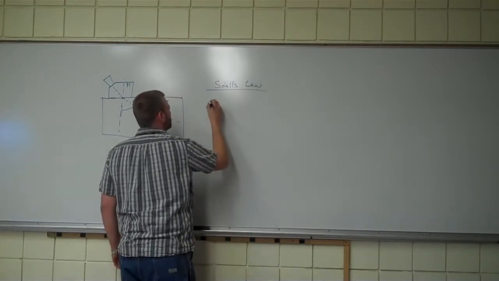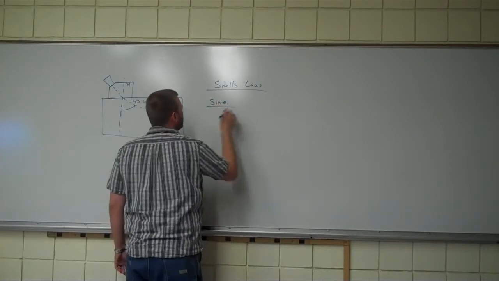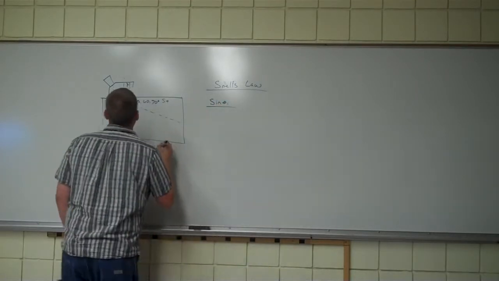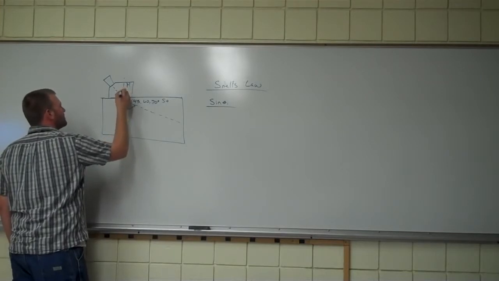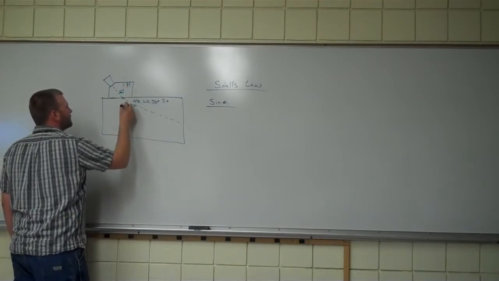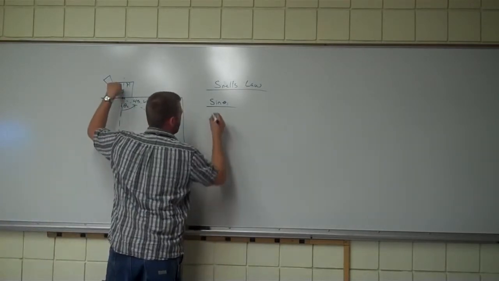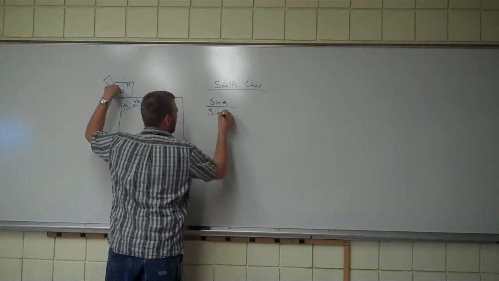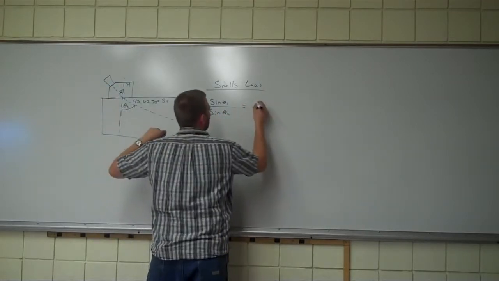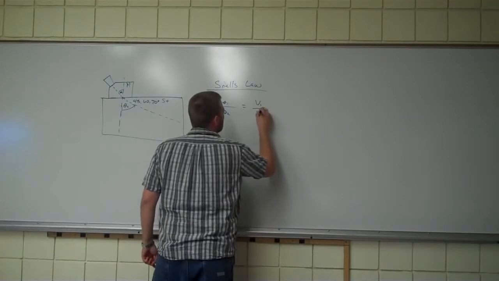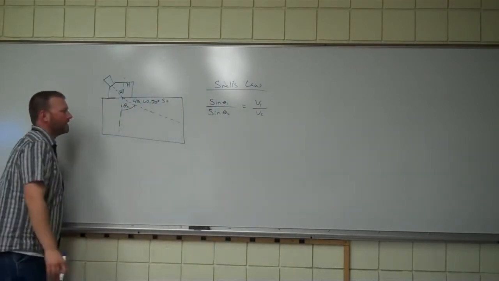Snell's Law. Snell's Law tells us that if we take the sine of an angle, more than likely this angle right here, we'll call that angle 1, and we'll call this angle 2, and we have the sine of the measurement of that angle, we can take these two velocities and calculate any one of these defects just by cross multiplication. That's really all it is.